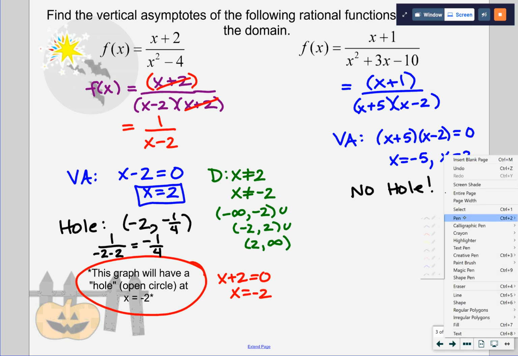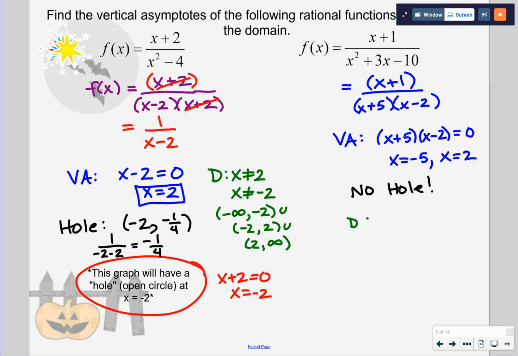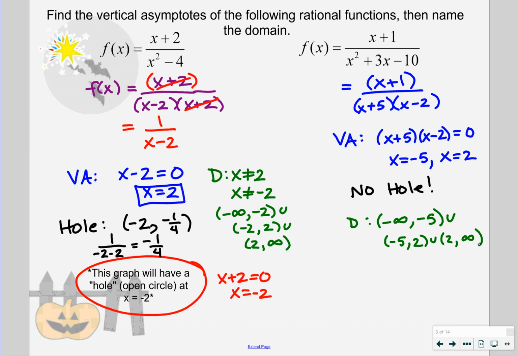And then as far as the domain goes, the domain is everything except for those 2 x values that we're not allowed to equal. So -infinity to -5. That's the first thing I would hit as I go from left to right on my number line. -5 to 2, and then 2 to infinity. All right, so questions on vertical asymptotes, finding a hole, or getting the domain of these functions.